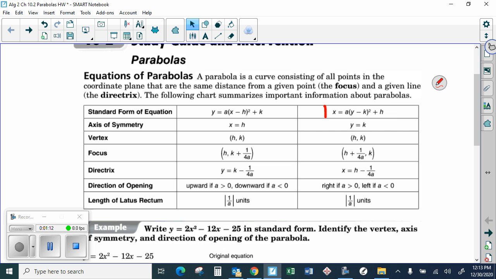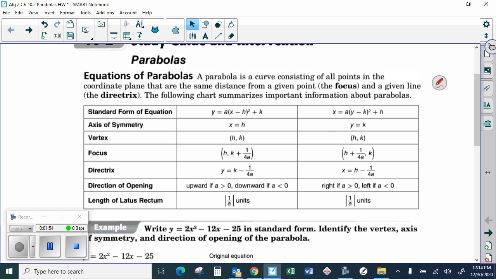Notice we also have an x equals a times the quantity y minus k quantity squared plus h. That is in vertex form also, but those parabolas open left or right. To the right if a is positive, to the left if a is negative. And that vertex would be h comma k also, because h is connected to the x and the k is connected to the y. Okay, so we haven't dealt with parabolas yet that open left and right. We've only dealt with this form opening up or down. So now we add in that form as well.